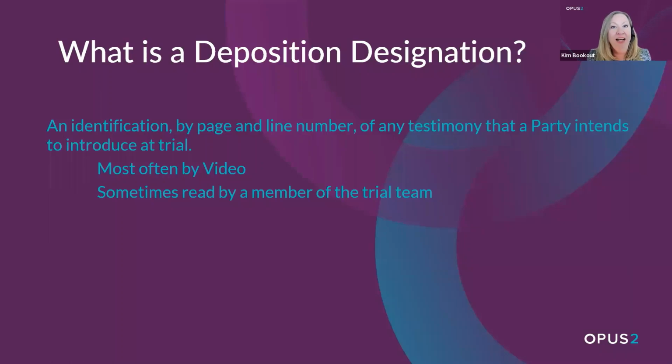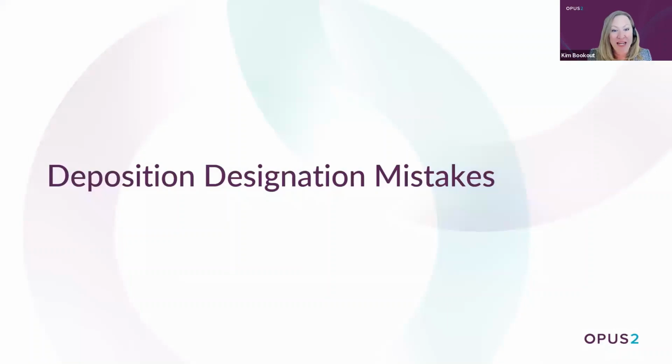So before we get to the good stuff about how technology can help you, we're going to have to deal with some bad stuff. What are some mistakes that we're making with deposition designations? All of these that I'm going to share are things that I've seen firsthand. The names have been changed to protect the innocent or idiots, however you see it. But we're going to go through some of these. I think you might have seen some of them as well.